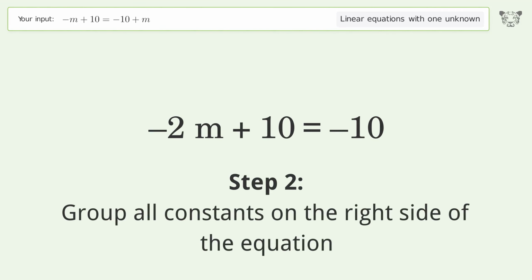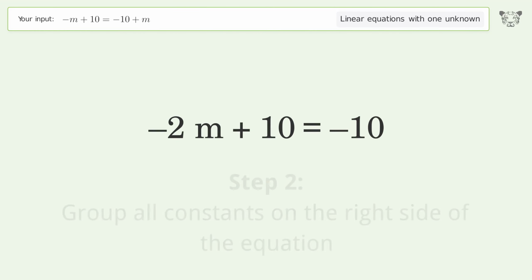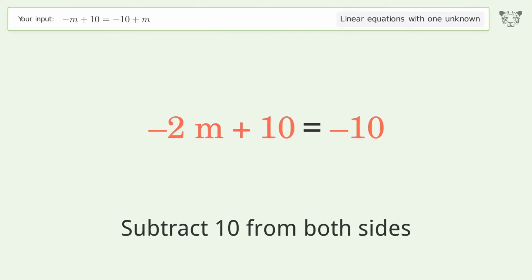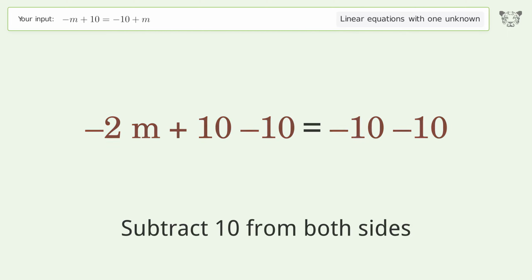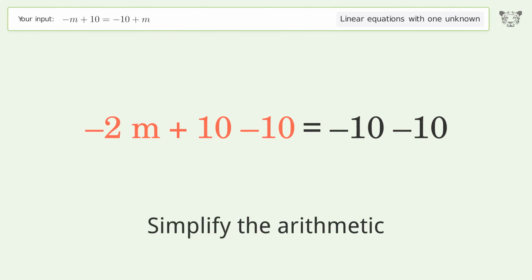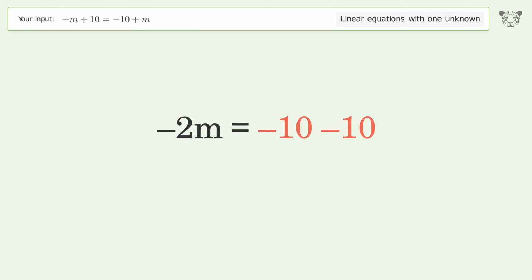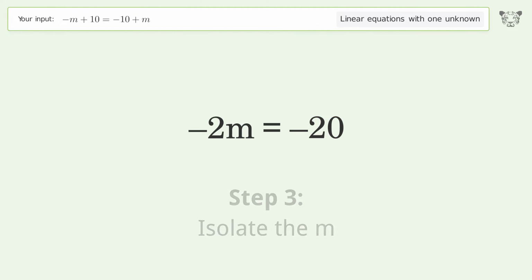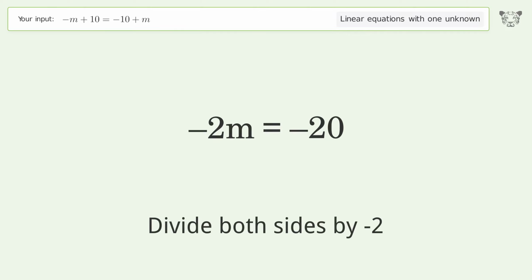Group all constants on the right side of the equation. Subtract 10 from both sides. Simplify the arithmetic. Isolate the m. Divide both sides by -2.